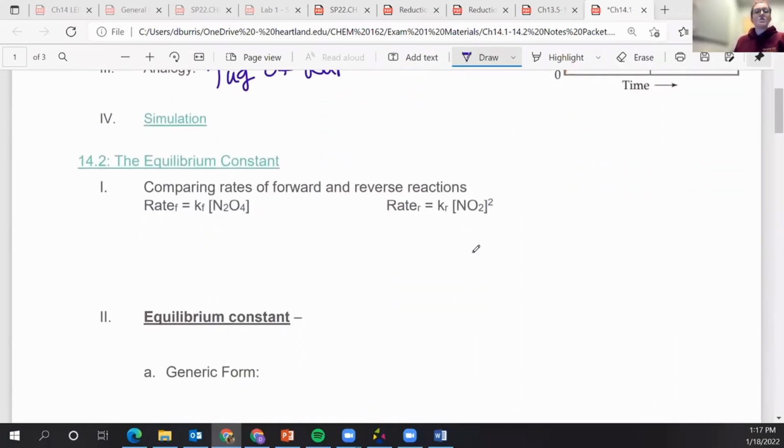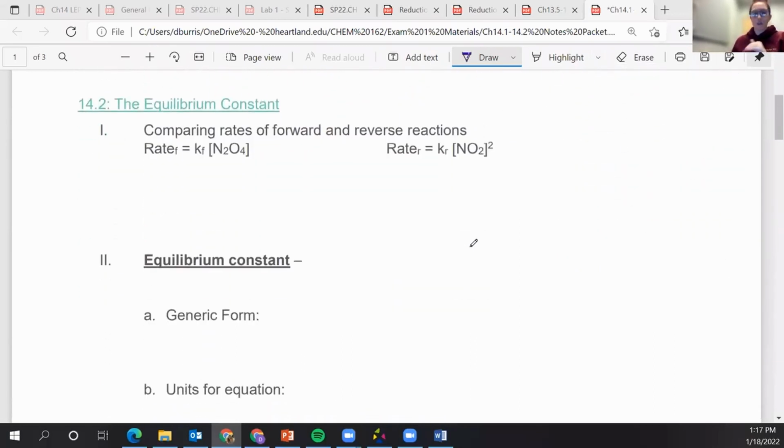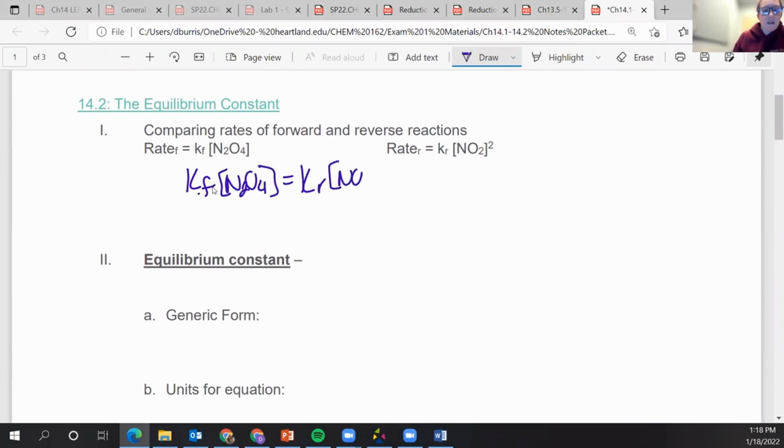So essentially every reversible reaction has what's called an equilibrium constant, and we're going to get into that. We've been talking about rate constants, that K in my rate equation. And we said at equilibrium, the rate of the forward reaction equals the rate of the reverse reaction. So I'm going to show that again now. Kf times, this was the forward reaction in the example above, equals Kr times NO2 squared.